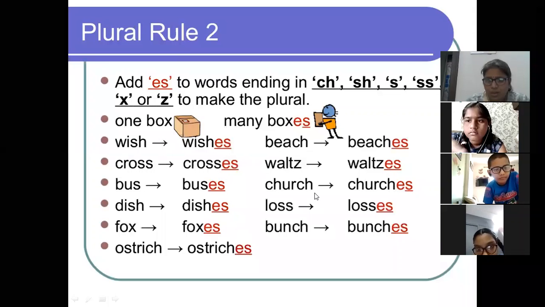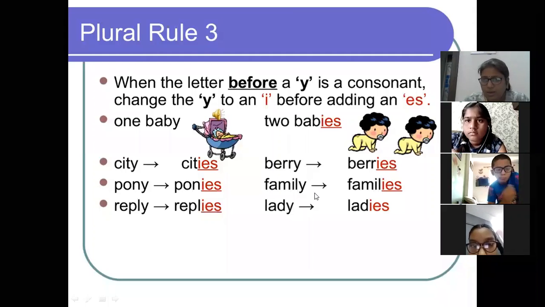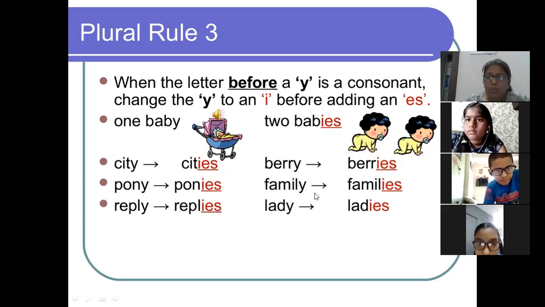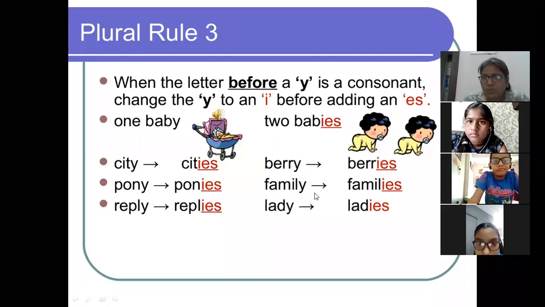Okay. Next is a rule for y. One is when it is ending with y and having a consonant before it. The second rule will be y which has a vowel before it. So we'll study both differently. First is when the letter before a y is a consonant. Now 5 letters are vowels, a, e, i, o, u, and the rest 21 are consonants in your alphabet.